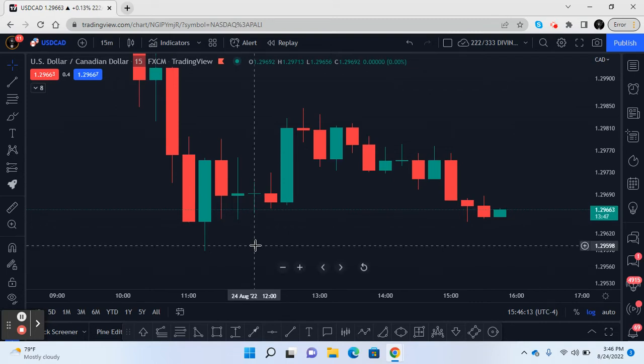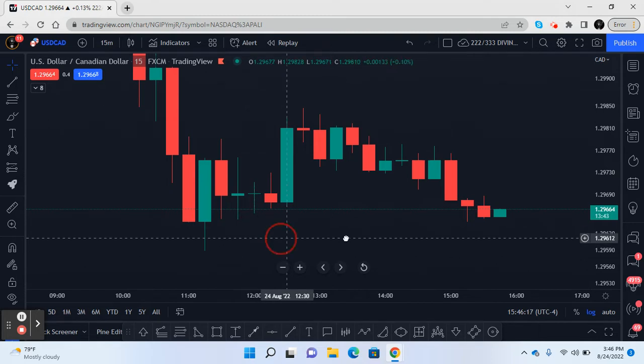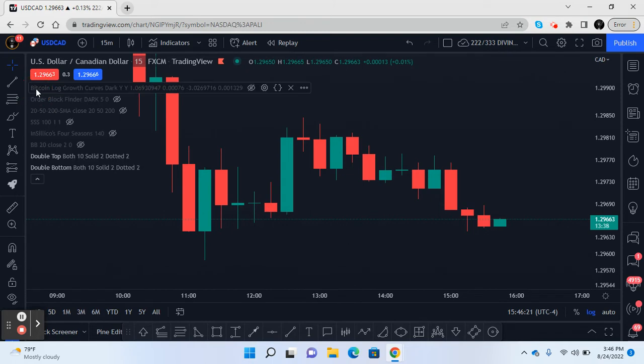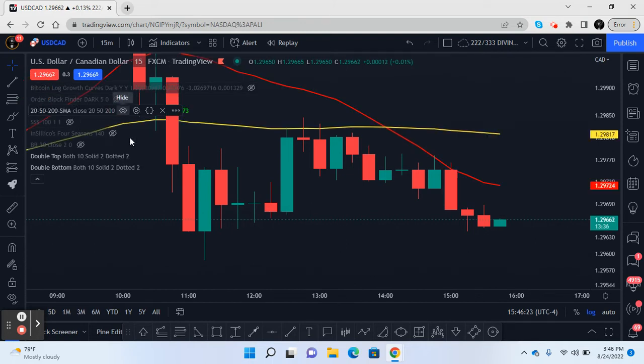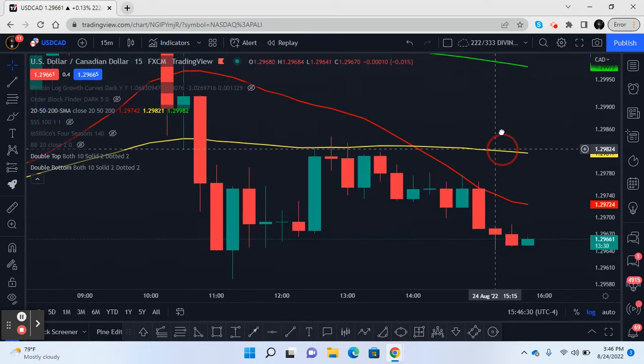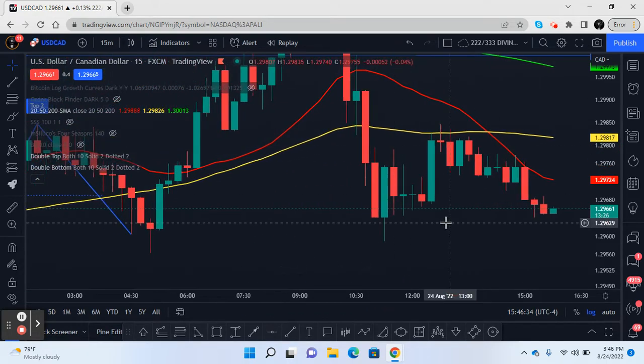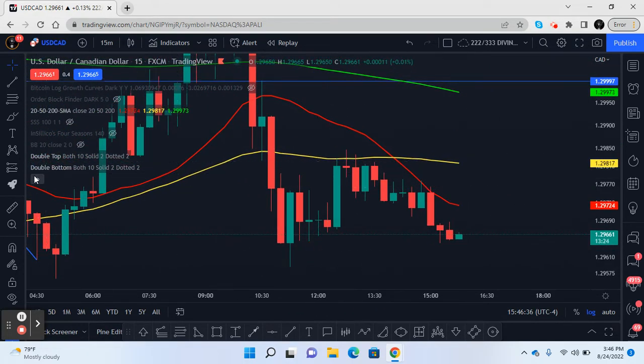Hey, good afternoon. US dollar, Canadian dollar, 15-minute chart. We're going to go through and do the progression. All right, let me throw on my moving averages. Price is below all three moving averages, so that's a good sign that we're continuously in a downtrend. So I'm going to be looking for sell setups based off of this.